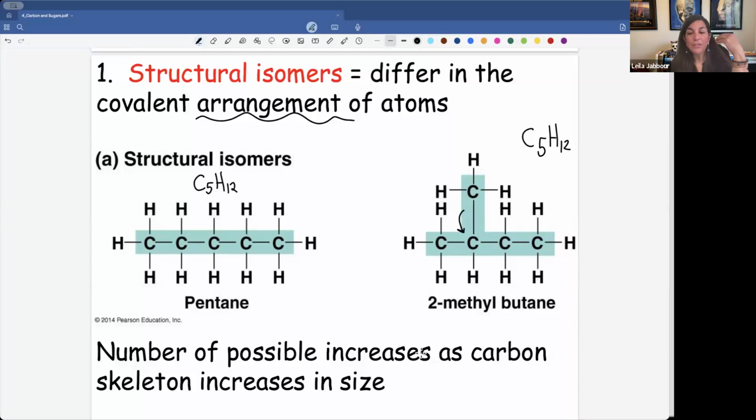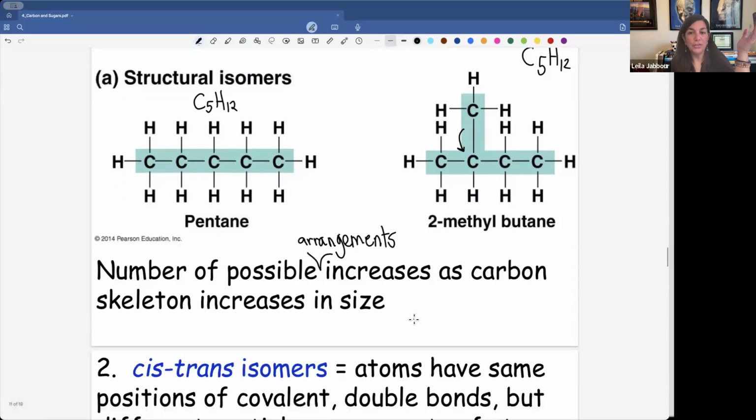The number of possible arrangements increases as the carbon skeleton increases in size. I should have written the word arrangements here, there's a word missing. The longer the chain is, oh my goodness, there are so many different possibilities of putting this carbon here versus here. So there are more variations the longer these chains are.